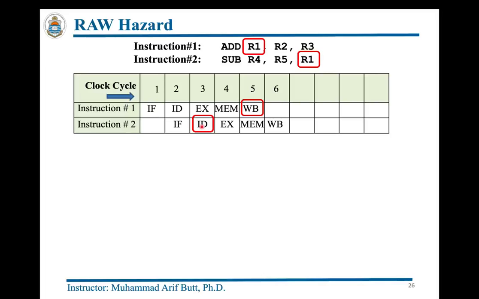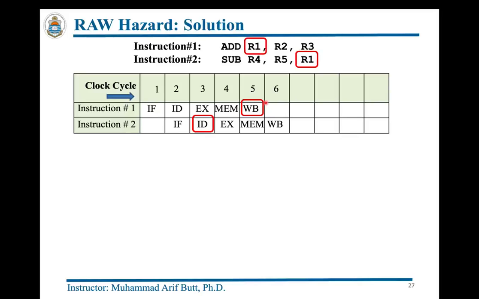And it is very obvious that instruction 2 should read the contents of register R1 in clock cycle 6 once it is written by instruction 1. And if it tries to read the contents of register R1 in clock cycle 3, it will get the old contents of R1, not the contents which the programmer is expecting after clock cycle 5. So what is the solution?